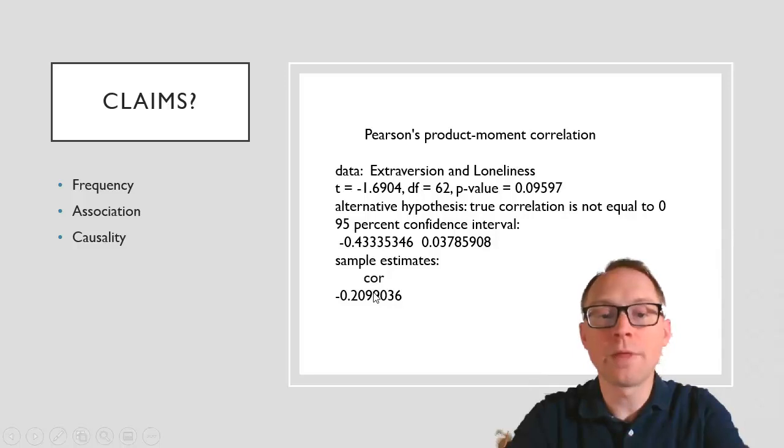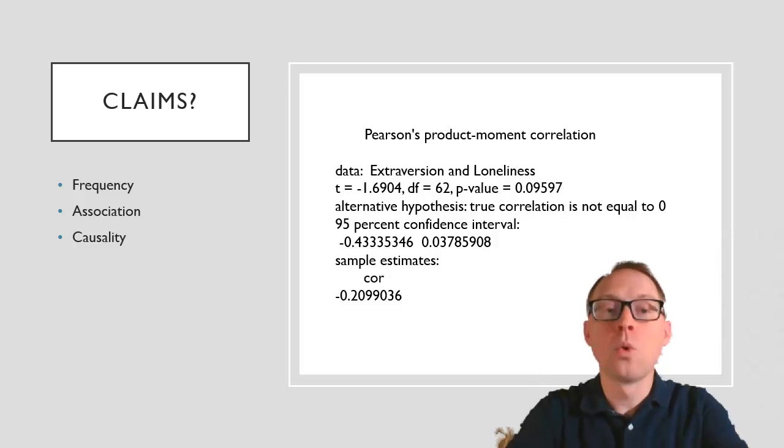And if it's got COR, that stands for correlation, that's the actual statistic that we care about, and this is the p-value for that correlation. If we have a Pearson's R like this, what kind of claim is being made? Frequency, association, or causality? When you've got a Pearson's R, you're talking about an association claim. Correlational studies give you association claims.